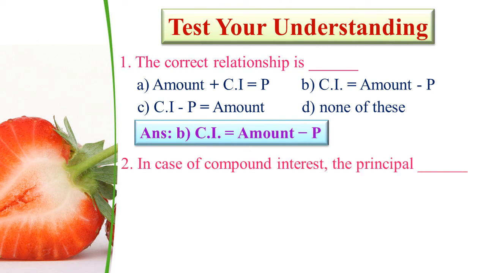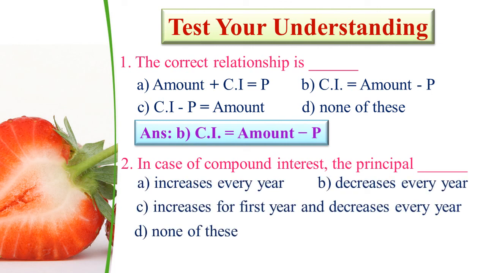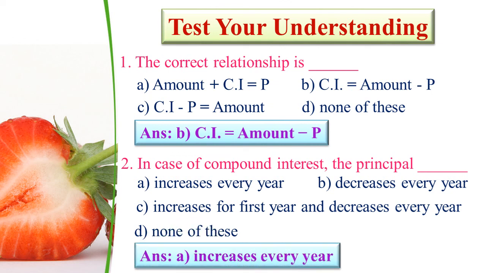Second question, in case of compound interest, the principal is dash. Option A, increases every year. Option B, decreases every year. Option C, increases for first year and decreases every year. Option D, none of this. Which is correct answer? Yes, very good. Option A, increases every year is correct.